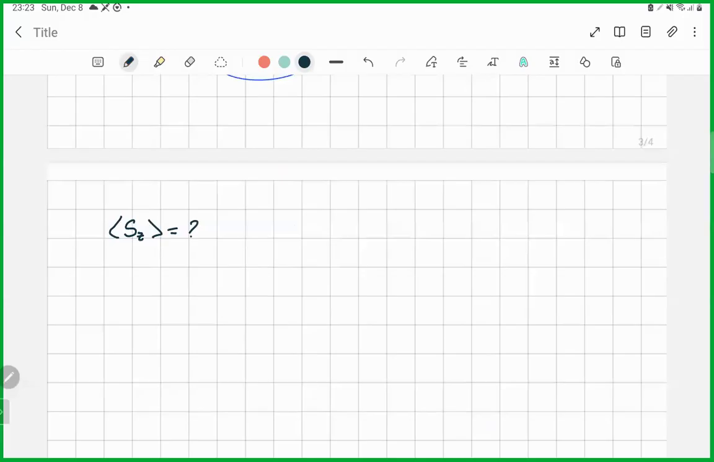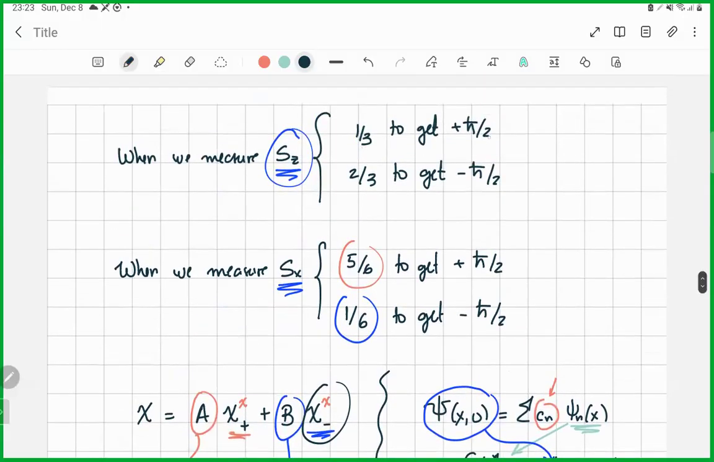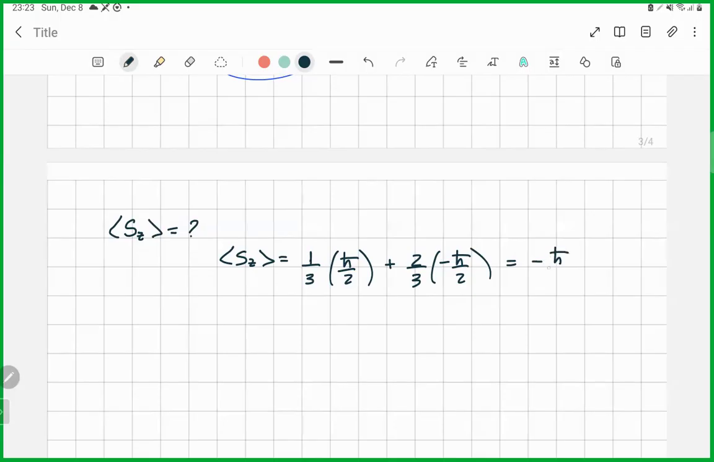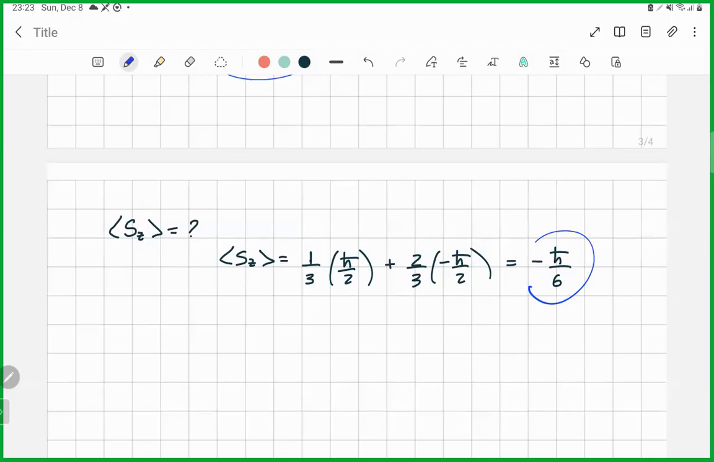Well, we know the probabilities. We have 1/3 to be plus h bar over 2 and 2/3 to be minus h bar over 2. So straightforward. We have 1/3 times plus h bar over 2, and 2/3 times minus h bar over 2, so then we get minus h bar over 6. That's the answer. It was not asked in the problem, but this is a nice question as well. This is, again, one way to solve this problem.